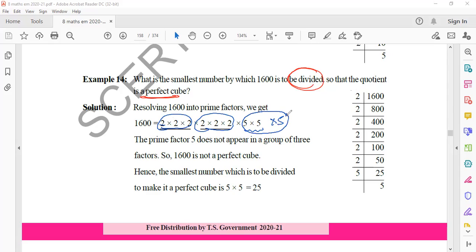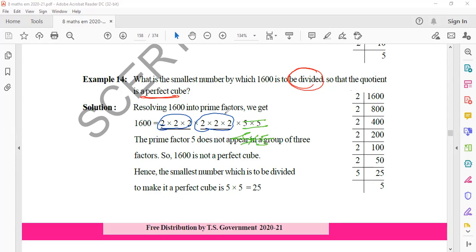This becomes a perfect cube. But here the question is not multiply, the question is divide. So I don't want to multiply, I should divide with some number. So what number should you divide by? What extra numbers are available here? This 5 into 5 should not appear, because I should divide with 5 into 5.